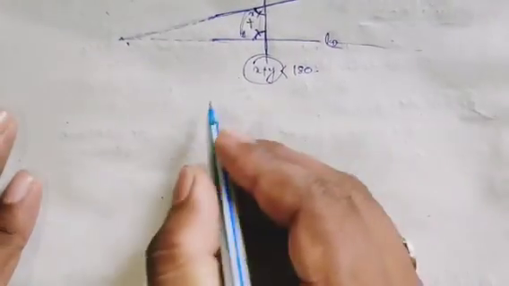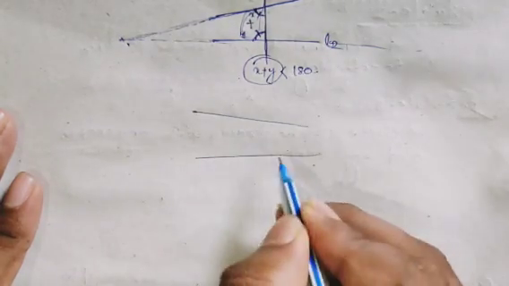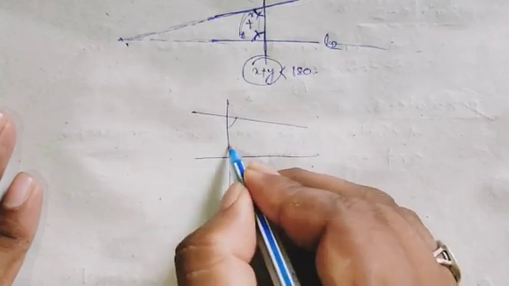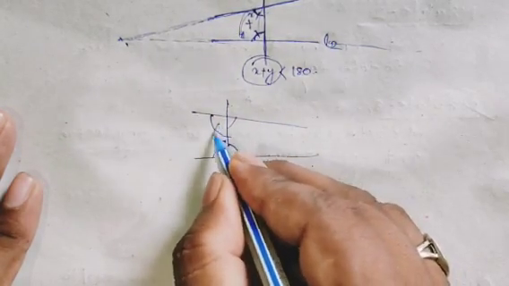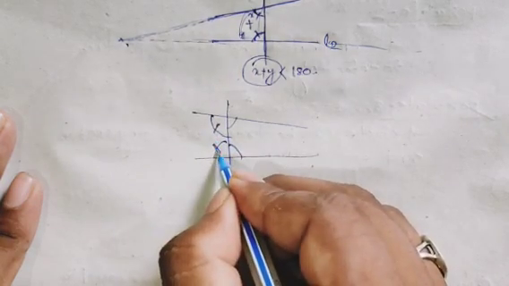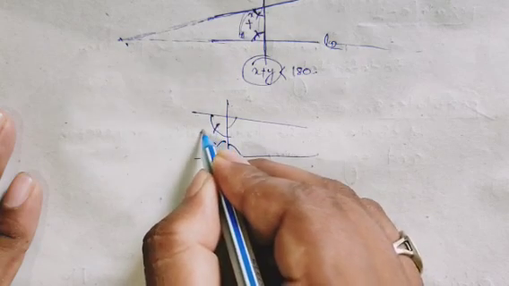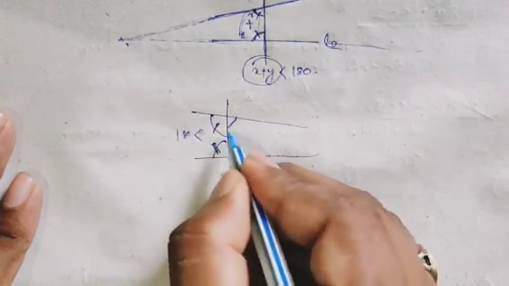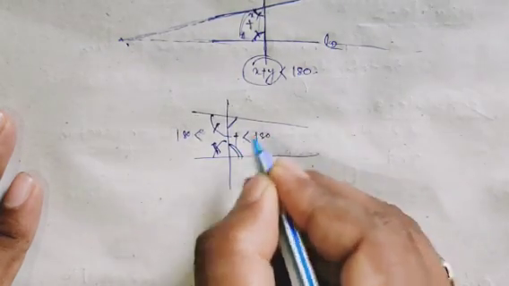Let us consider this is a line and this is another line, and this falls on them like this, and the interior angles are produced like this and this and this and this. But let us consider this and this. We can see that this is greater than 180, but here this plus this is less than 180.